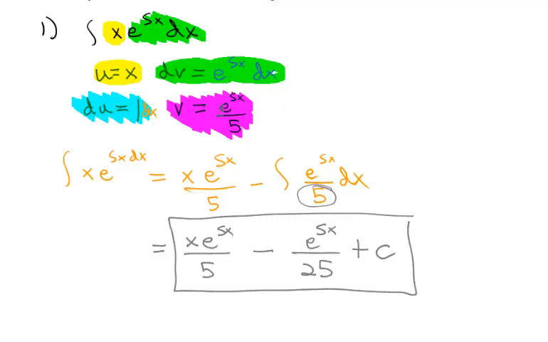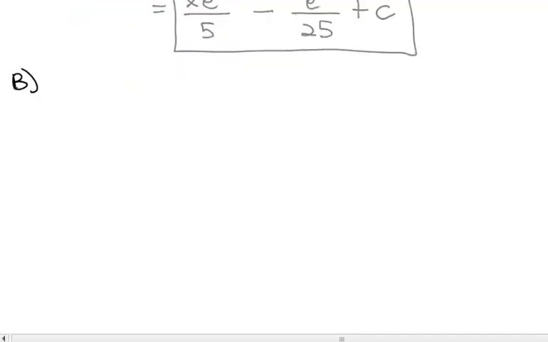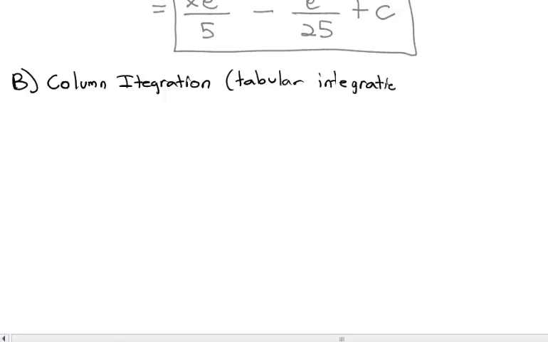This formula is a bit of a pain to work with. So I want to hint at another way that we can use this same formula, but in a slightly different organization method. We're going to use what is called column integration, or tabular integration. That's another word for it.